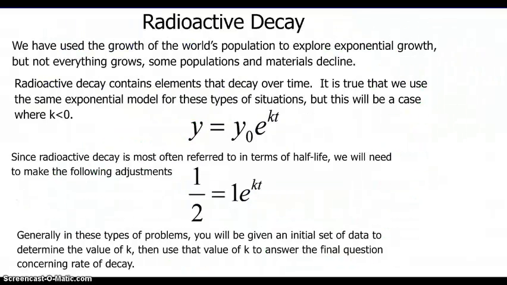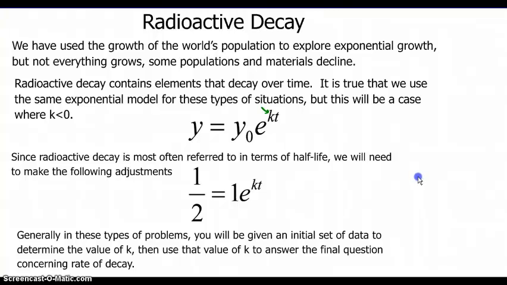All right, so the difference between growth and decay, remember, is this value of k. If we are in decay, k is going to be a negative value. You don't have to force k to be negative. It will turn out to be negative all on its own. All right, so we've used the growth of the world's population to explore exponential growth, but not everything grows.